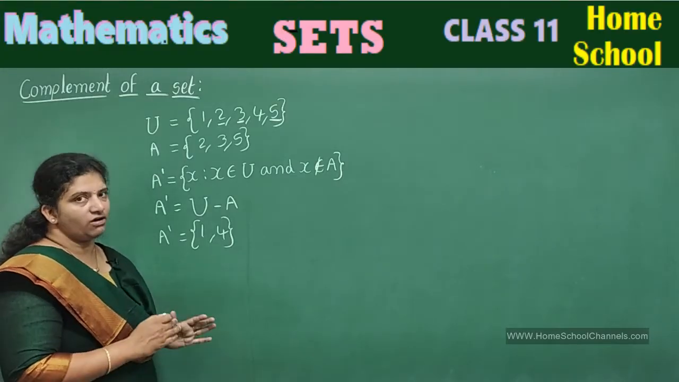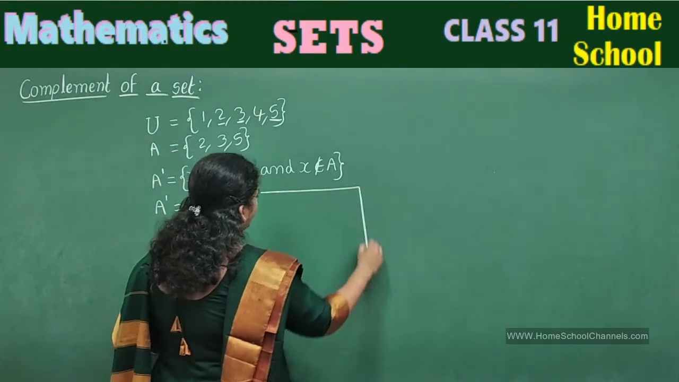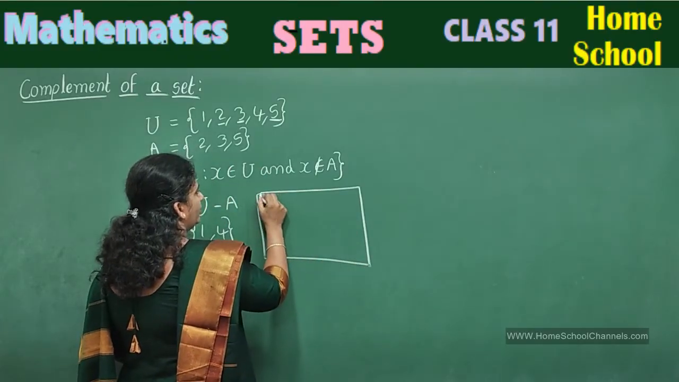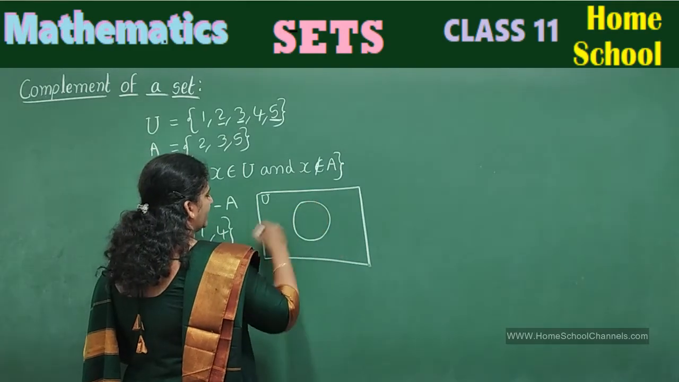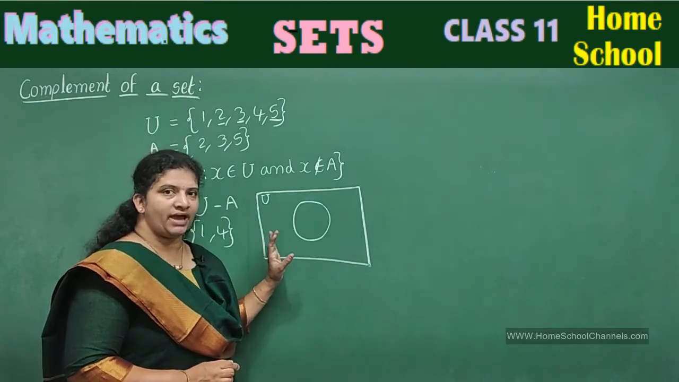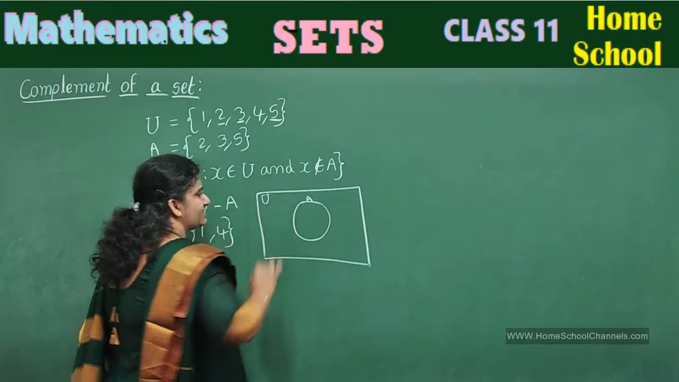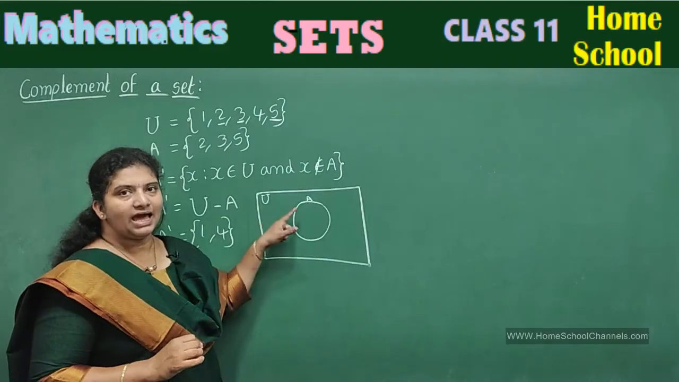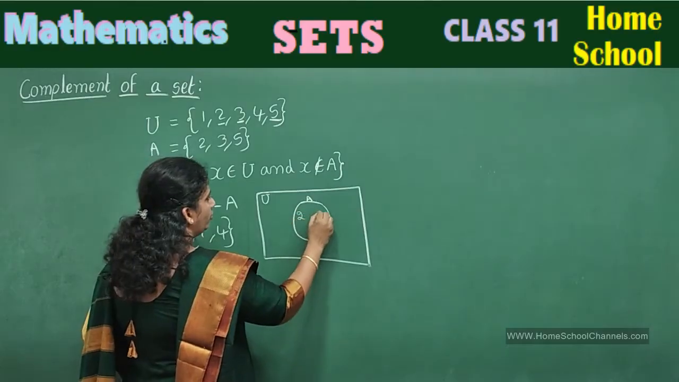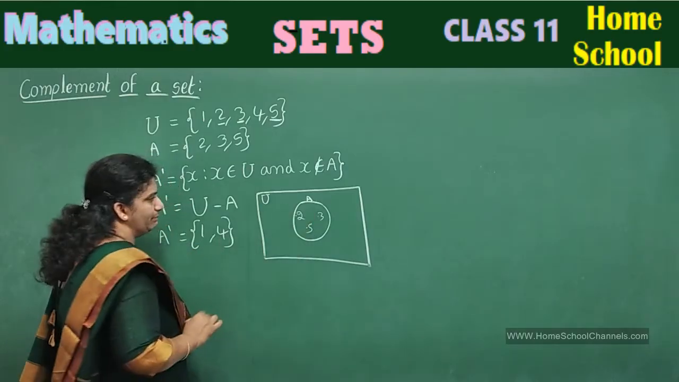Let us represent this complement of a set by using Venn diagram. Universal set is represented by a rectangle U and its subsets are represented by circles. I have taken only one circle. This circle belongs to A set, so I have written A here and the elements of A right inside. What are the elements of A? 2, 3, 5. If you want, you can put a dot and represent the number.